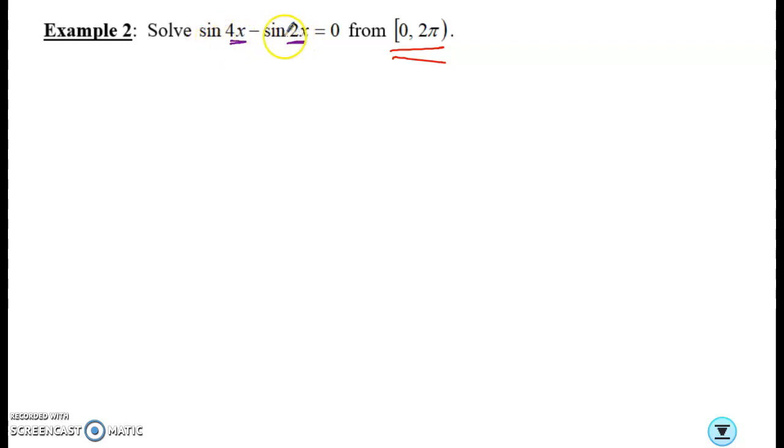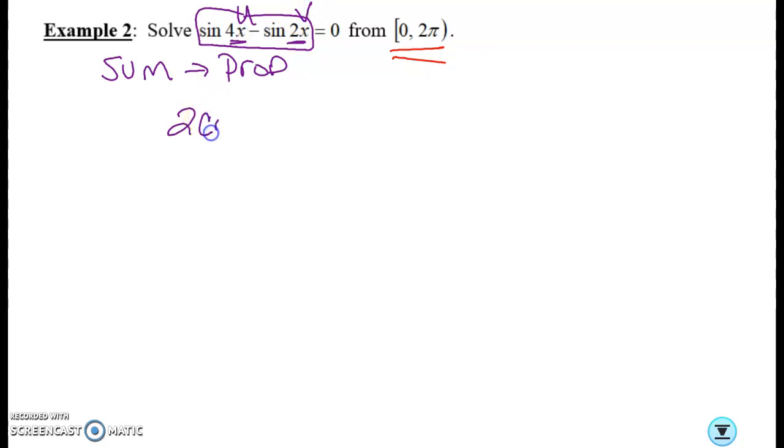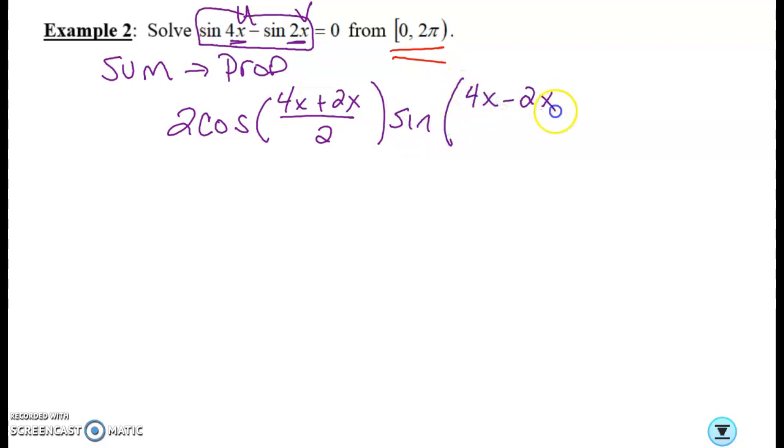Since this is a difference, or another way to say a sum, I'm going to look at sum to product again. If I look at my sum to product formulas, it's the second one on the paper. So I'm going to use that formula to make this look a little bit better. If I use that formula, you're going to get 2, and again, this is our u and this is our v, 2 times the cosine of (u plus v) divided by 2 times the sine of (u minus v) divided by 2, and this equation will equal 0.